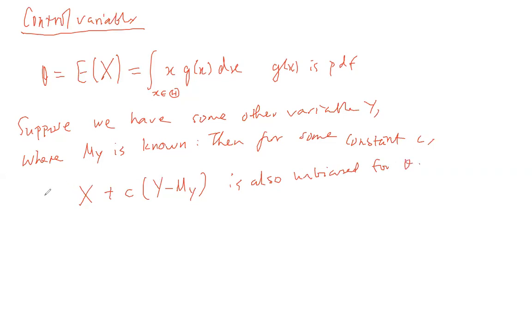Because if you take the expectation of this guy, then clearly this is still the expectation of X, right? Because the expectation of this part here is actually 0, right? Because you're looking at the expectation of Y minus mu_Y, okay? So that's 0, okay? So this is also unbiased, right? But you can calculate its variance. Okay, so we calculate its variance.